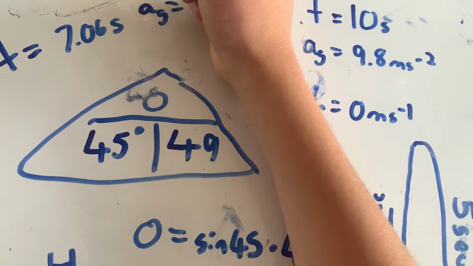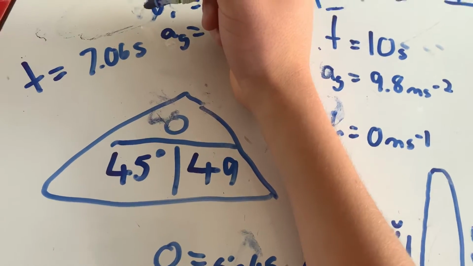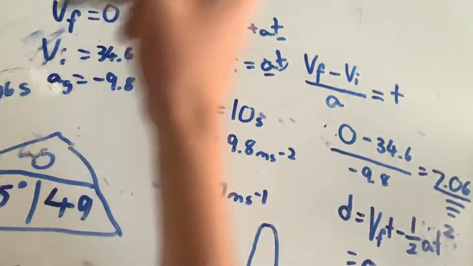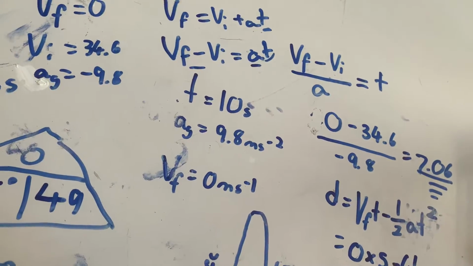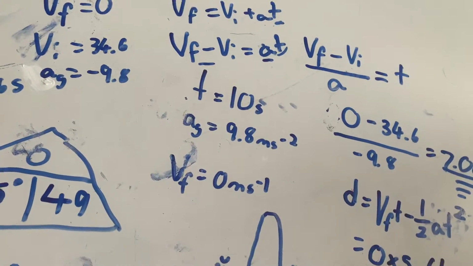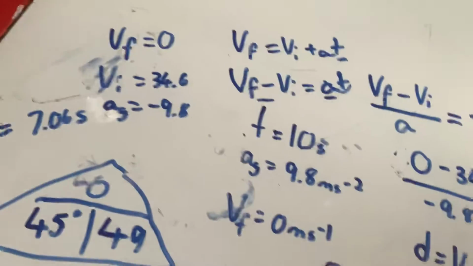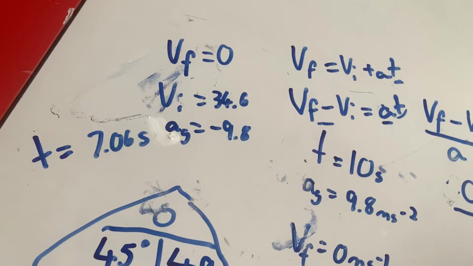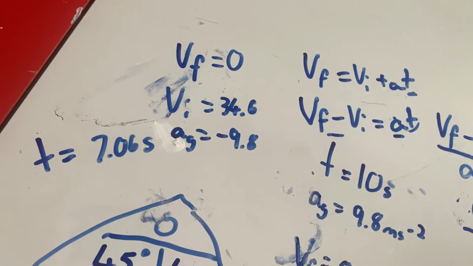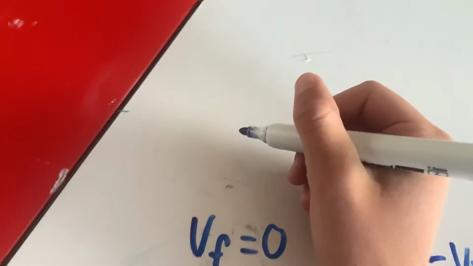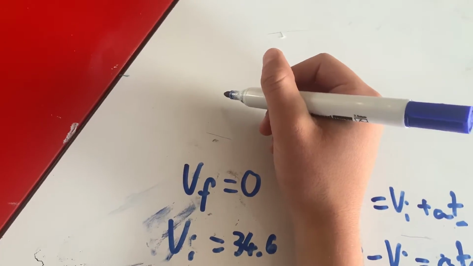And now the last question is, assuming that the horizontal velocity of the potato is constant, calculate the greatest horizontal distance that the potato can travel. So this is really simple. Just change in distance equals speed times time.